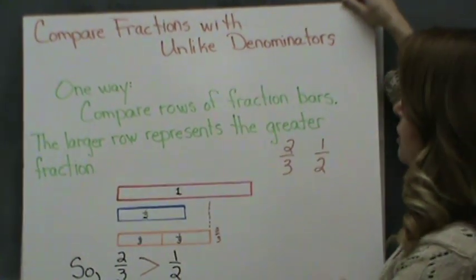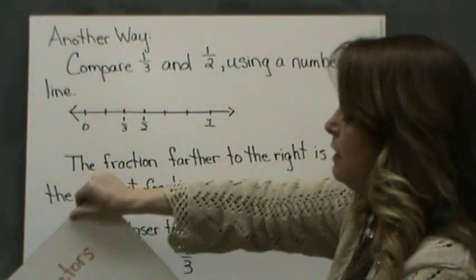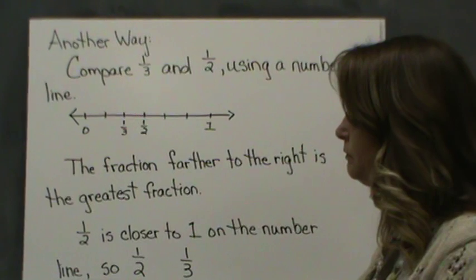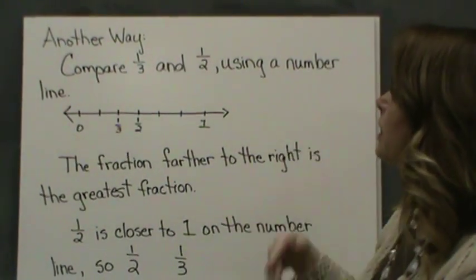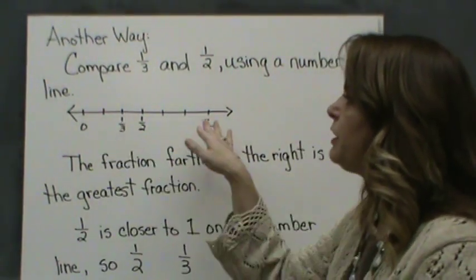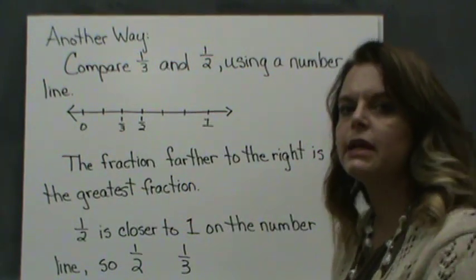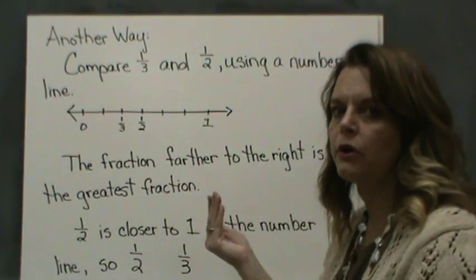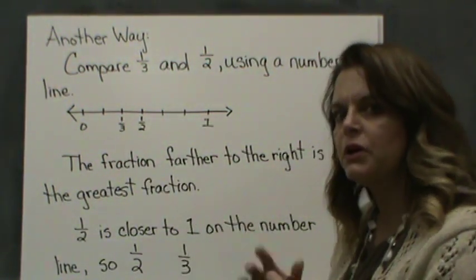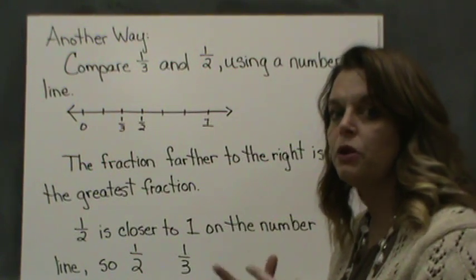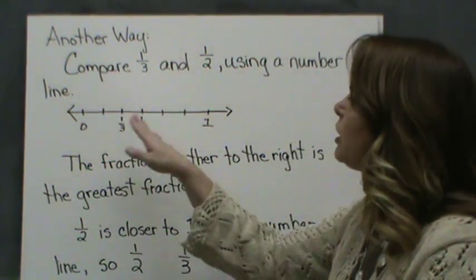So that's using your fraction bars. Another way is to use a number line. When you put your fractions on a number line, you can easily see where they are in order, and that's what you're going to have to do. Once you find which one's bigger, which one's smaller, greater than, less than, you're going to need to put those in order.